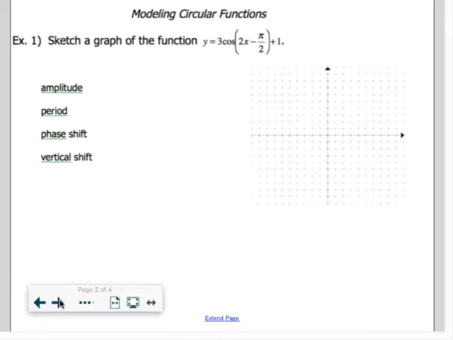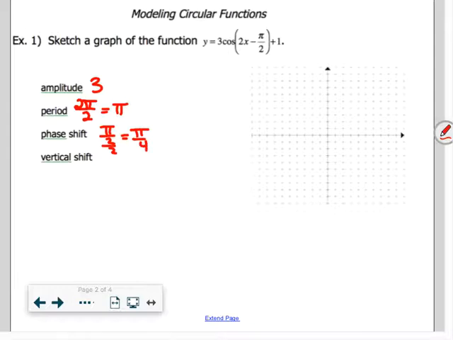All right, so example 1 says sketch the graph of the function y equals 3 cosine the quantity 2x minus pi over 2 plus 1. So the amplitude is 3. The period would be 2 pi divided by 2, which is pi. Now the way that this is written, the phase shift is going to be pi over 2 divided by 2.